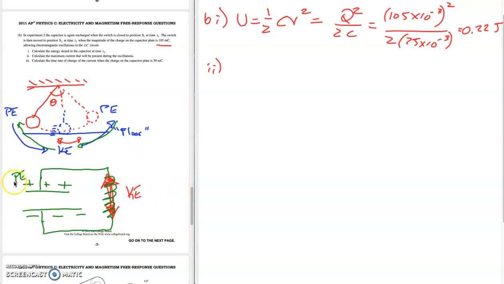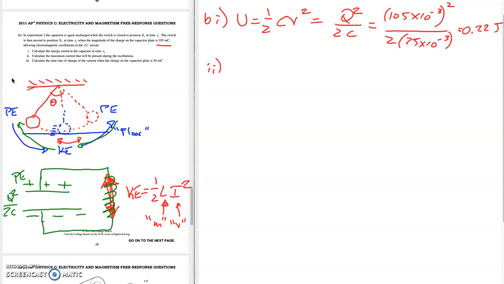Now, the potential energy for the capacitor is Q squared over 2C. The kinetic energy for the inductor is going to be 1/2 Li squared. Again, remember L is sort of like mass, and current, being the movement of charge, is a lot like velocity. So this is actually very close to being kinetic energy of the individual charges. So let's take a look at B part 2.